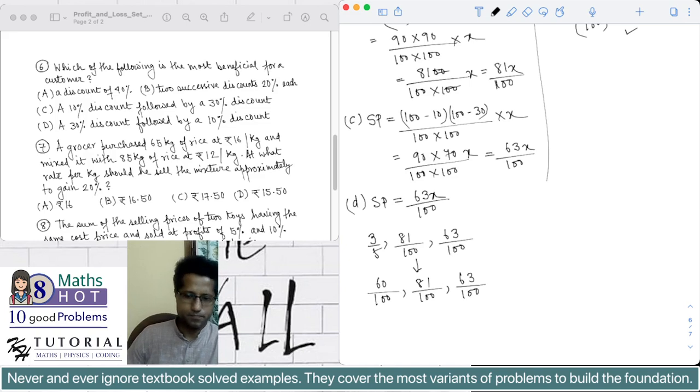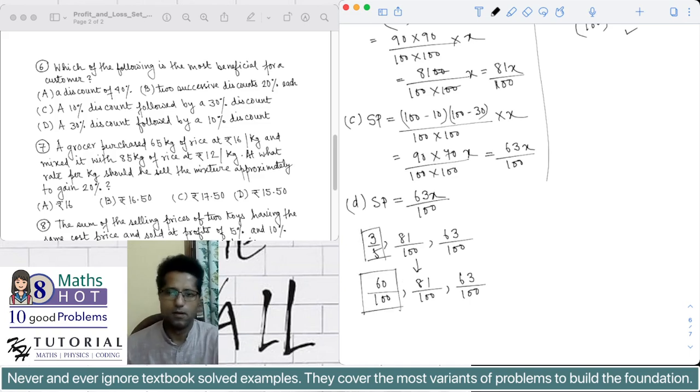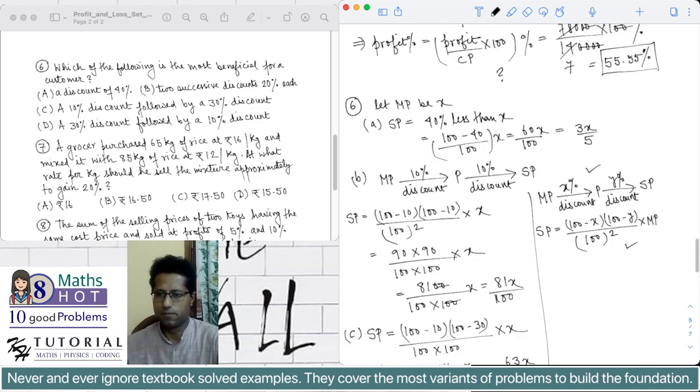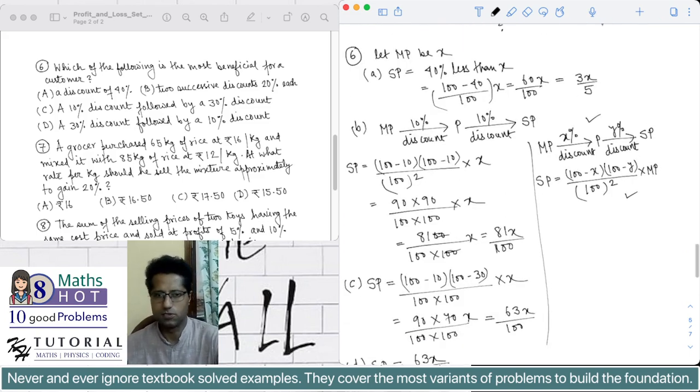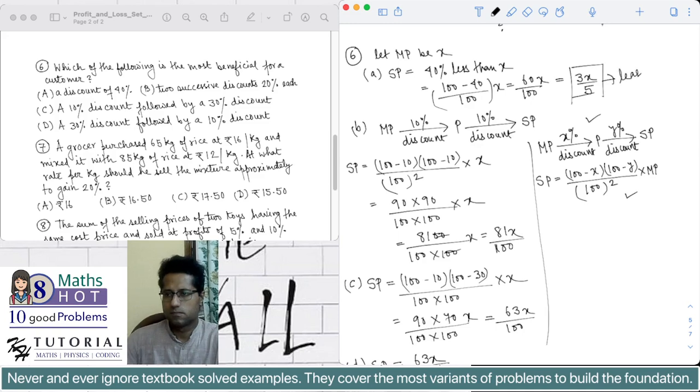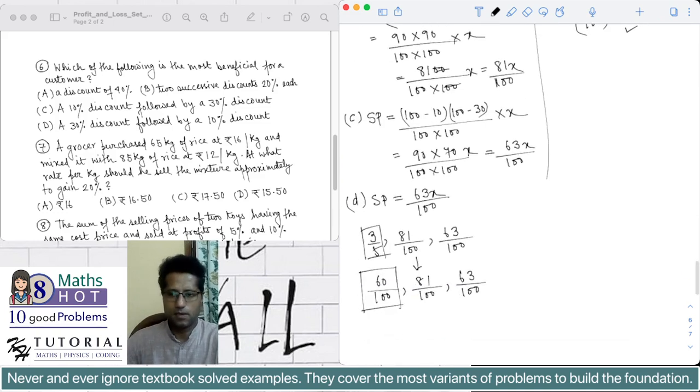So definitely this one is the least one. That is 3 by 5 is the least one, and 3 by 5 is the final selling price for choice A. So this is the least, and hence the correct choice will be A. The correct choice is A.